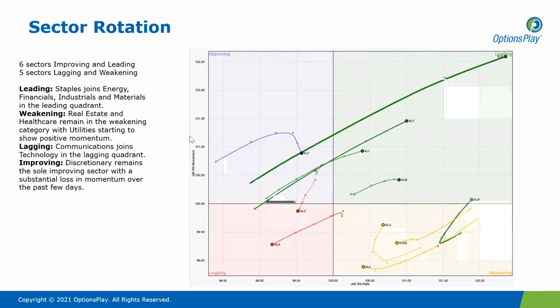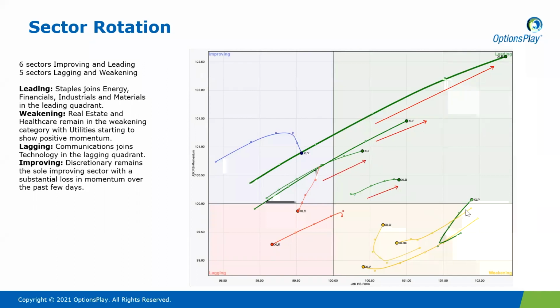So, sector rotation. We have 6 sectors in the improving and leading category, 5 in the lagging and weakening category. But if we take a look at what the sectors providing leadership are, we have energy on the back of higher oil prices and strong oil demand. We have financials on the back of rising interest rates, or rising yields, I should say. And then we have industrials as well, starting to find good rotation, starting to provide leadership, and materials as well.